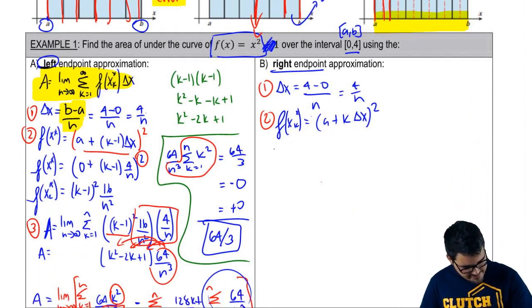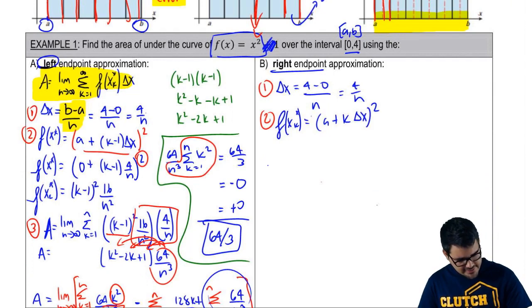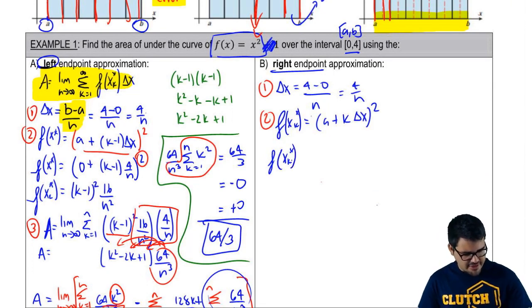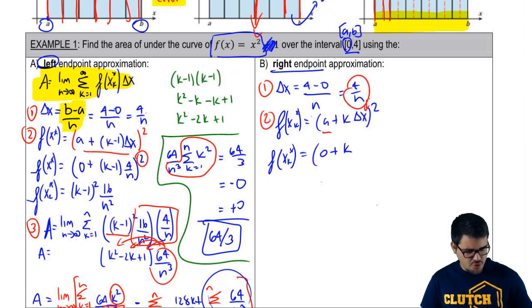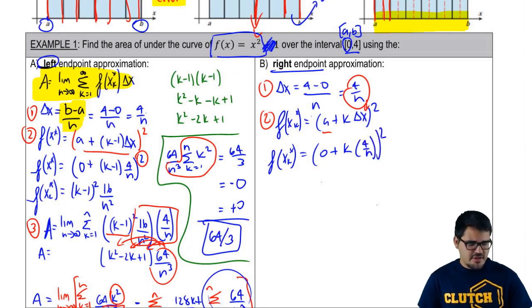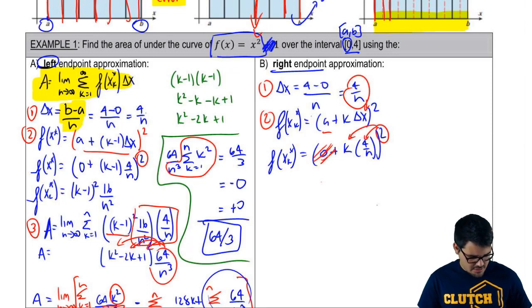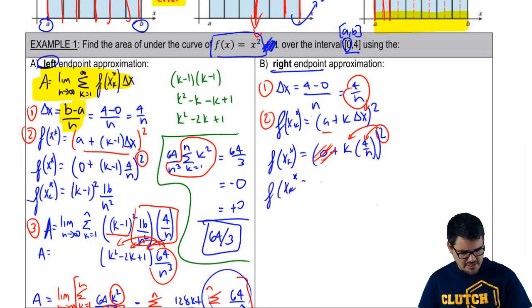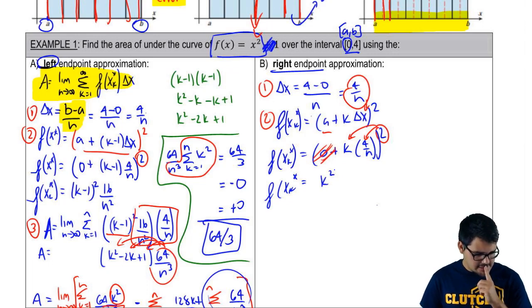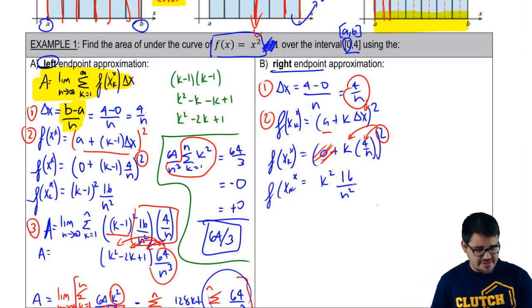So in f of xk star, we go ahead and clean it up just a little bit. We're going to start off by inputting our a. Our a in this problem is going to be 0, so it's going to be 0 plus k. Our change of x simply comes from here. That is going to be 4 over n, and then this whole thing is squared, right? So the 0 doesn't matter, so we're just going to distribute this squared to both this guy and this guy, because the 0 just doesn't matter. And then our f of xk star is going to be equal to k squared, and then we're going to have the 4 squared, which is 16 over n squared. So we're done computing our f of xk star.